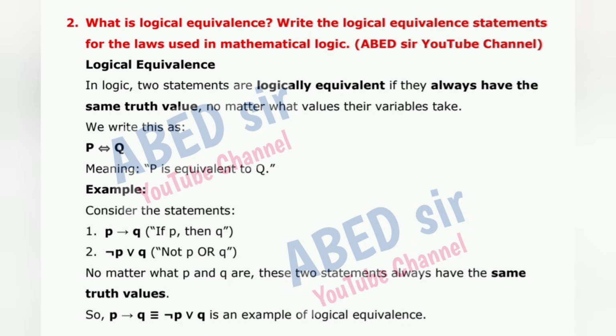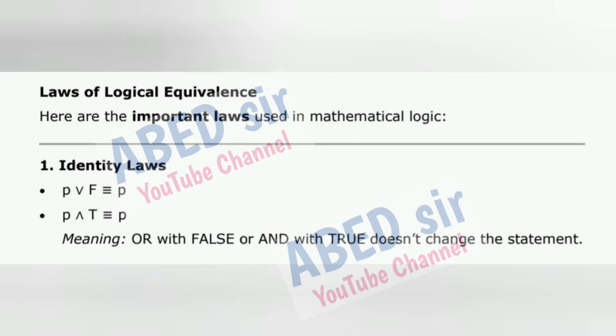Example. Consider the statements: 1. P→Q, if P, then Q. 2. ¬P∨Q, not P or Q. No matter what P and Q are, these two statements always have the same truth values. So, P→Q ≡ ¬P∨Q is an example of logical equivalence. Laws of logical equivalence: here are the important laws used in mathematical logic.